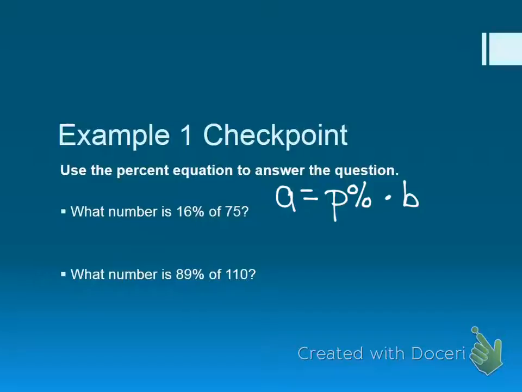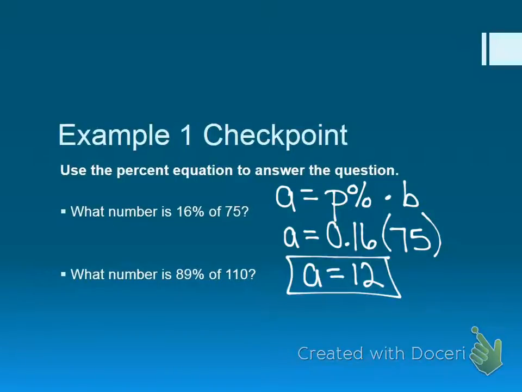Do we know A? No. It says what number is. We don't know A. What's our percentage? 16%. How do I write it in my formula? 0.16 times 75. All right, you say, well, I can just do that. That's what I did yesterday on my homework without using the formula. Technically, you're right. But more than that, I'm teaching you how to use a formula to solve. Okay, so that's why I still want you using the formula and solving. All right, so 0.16 times 75 is 12.